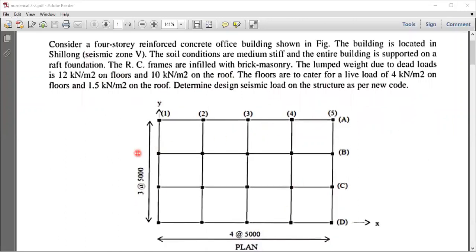This particular example here is solved, and there must be some corrections. It is of the old code, so I'll be telling the corrections. You all can solve the numerical.